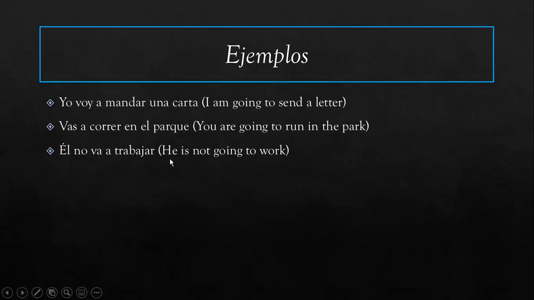Okay, this last example, we have he is not going to work. He, the subject, is él. The form of ir is va. Again, we have that a, and then the infinitive, which is trabajar. And of course we have the no there because it's negative. So él no va a trabajar. The really nice thing about this tense in Spanish is that there are no irregulars, because all you're doing is conjugating ir, adding an a, adding an infinitive, boom, you're done. So we have no irregulars to worry about for this tense.